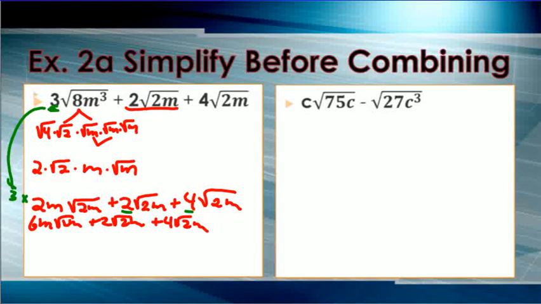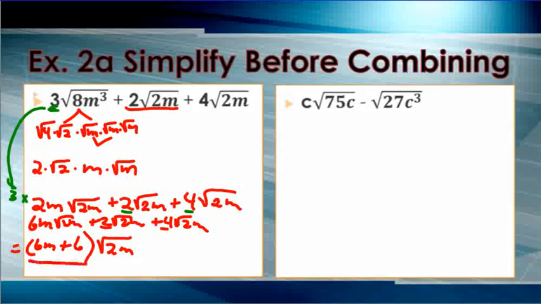So if I combine everything that I have on the outside, and I'm going to put that in parentheses here, so I have a 6m, and then I can add 2 plus 4, which gives me 6. And then all of those have the radicand 2m. So my answer would be 6m plus 6 times the square root of 2m. If you wanted to, you could just have 6m times the square root of 2m plus 6 times the square root of 2m. But the more simplified answer would be right here.